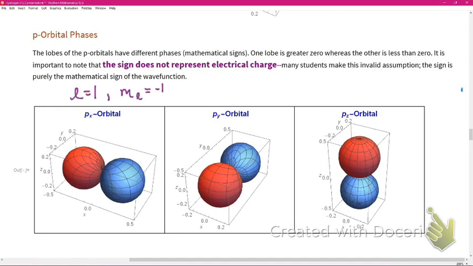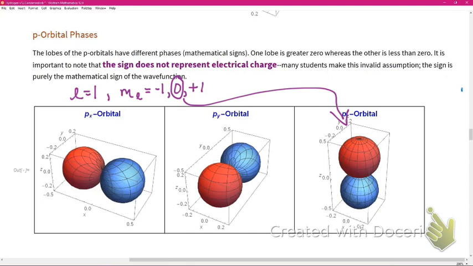When we have a quantum number of L equal to 1, and we have m sub L quantum numbers of -1, 0, and +1, then we get the p orbitals. Of course, we get 3 p orbitals corresponding to different directions, the px, the py, and the pz.